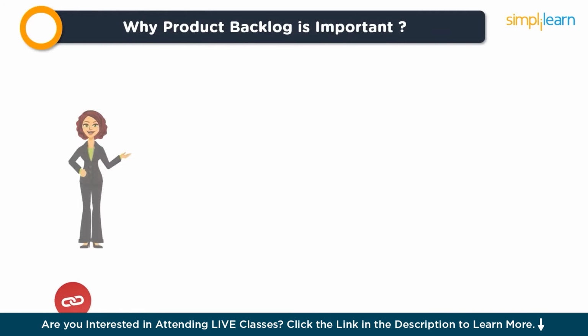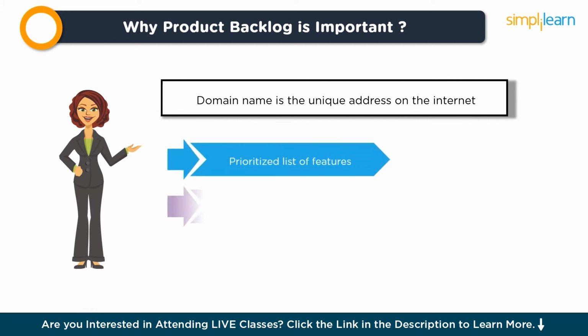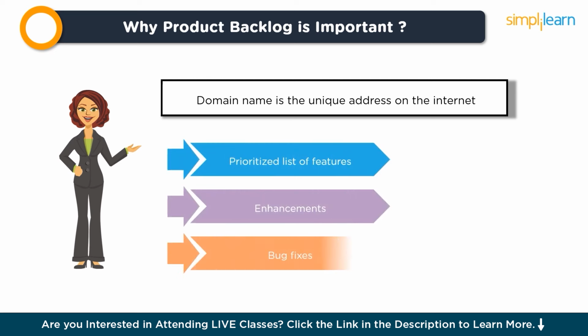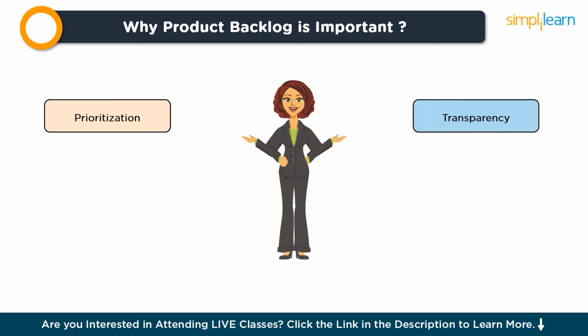Why product backlog is important? The product backlog is a fundamental component in Agile and Scrum methodologies, serving as a dynamic, prioritized list of features, enhancements, bug fixes, and other changes that are needed to improve a product. Prioritization. The team can prioritize tasks based on the product's requirements and the value they bring to stakeholders. Transparency. The product backlog offers a clear view of upcoming work, ensuring everyone understands the project's direction and goals. Flexibility.